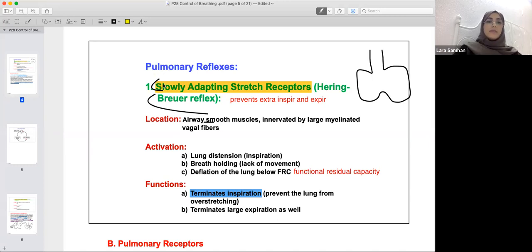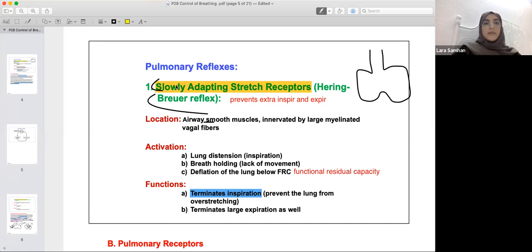Now, another name for the slowly adapting stretch receptor is basically the Hering-Breuer reflex. This actually helps us in regulating the breathing. How does it help in regulating the breathing? It prevents any extra inspiration or any extra expiration. So we want normal breathing, inspiration, expiration. We don't want to over or extra inspire, or vice versa, to over or extra expire.